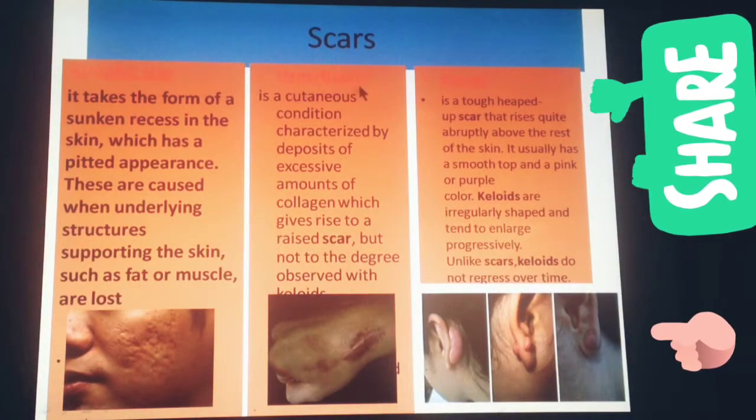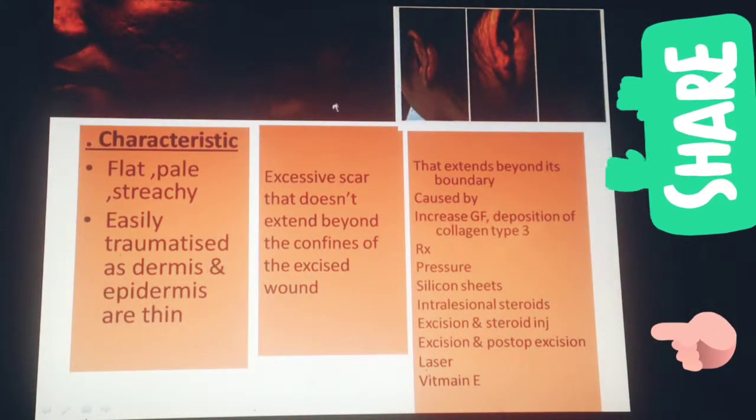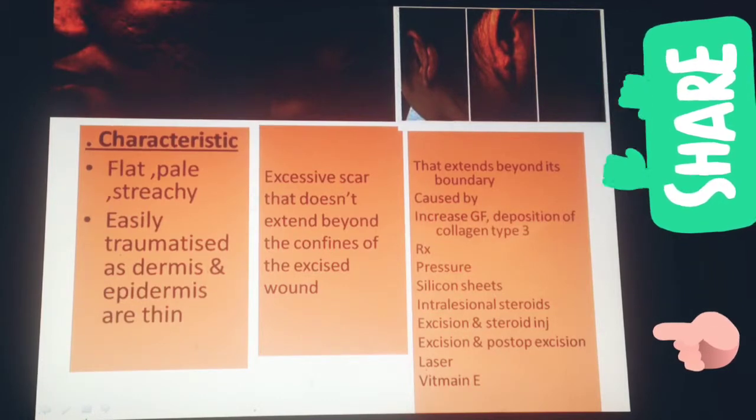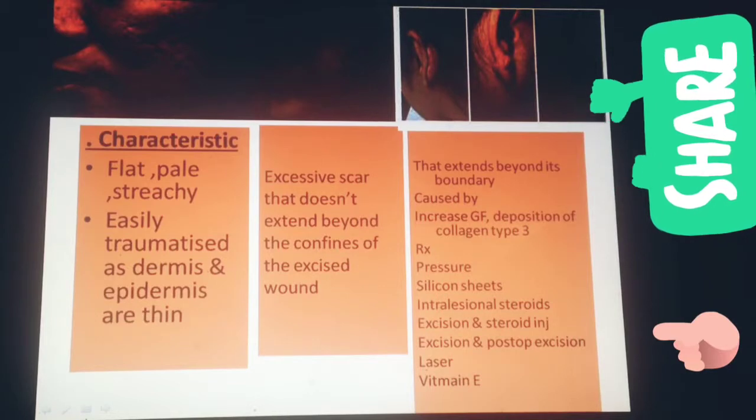Our next scar is the hypertrophic scar. It is a subcutaneous condition characterized by deposition of an excessive amount of collagen, which gives rise to a raised scar, but it is not to the degree observed in a keloid scar. The characteristic of such a scar is that the excessive scar does not extend beyond the confines of the excised wound. Basically, the collagen would be raised, but it would not extend beyond the boundary of the wound that has been formed.